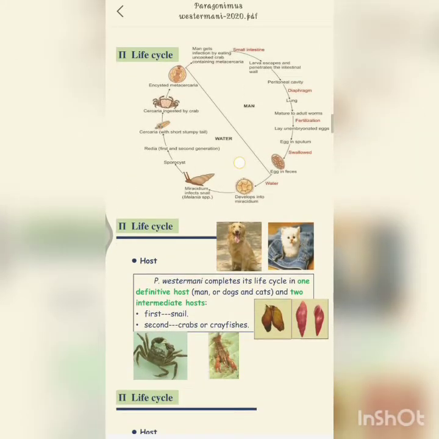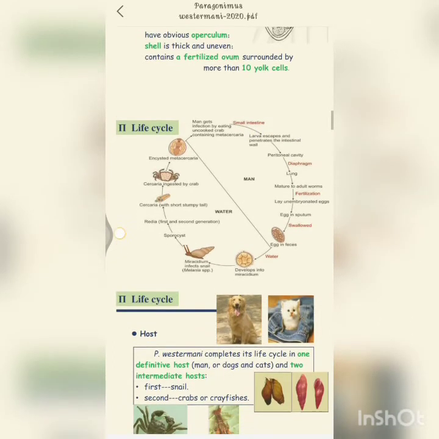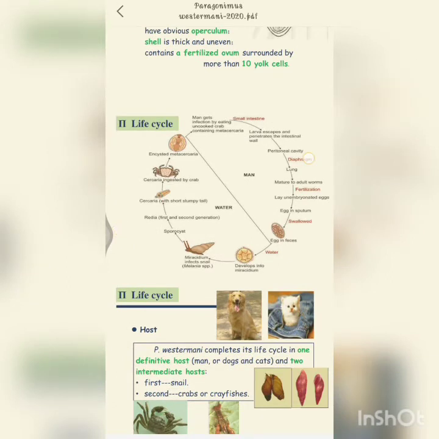And the life cycle is, first the man gets the infection by eating uncooked crab containing metacercariae. Here the metacercaria is the infective form. So whenever the man eats the uncooked or raw crabs or crayfish, it enters into the small intestine, where the larva escapes and penetrates the intestinal wall, and next may enter into the peritoneal cavity, entering the diaphragm. Next the final destination is the lungs.